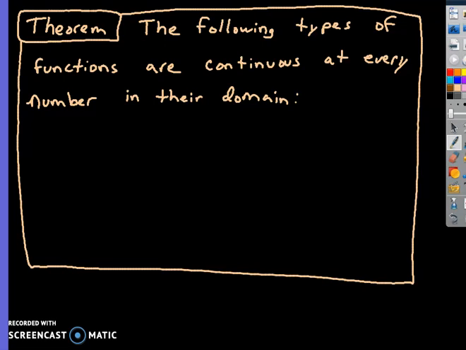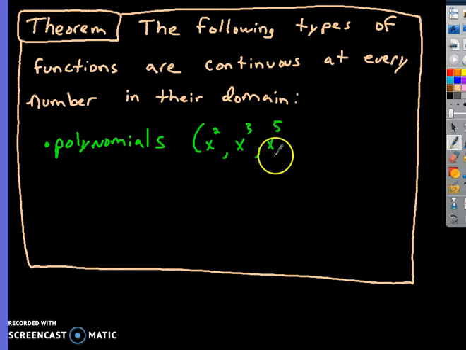All right, so this is a theorem. The following types of functions are continuous at every number in their domain. So one of the functions is polynomials. Functions that look like x squared, x cubed, x to the 5th, and there are no variables on the bottom of fractions, or x to the 1st for that matter. Any polynomial function. Another one is root functions.